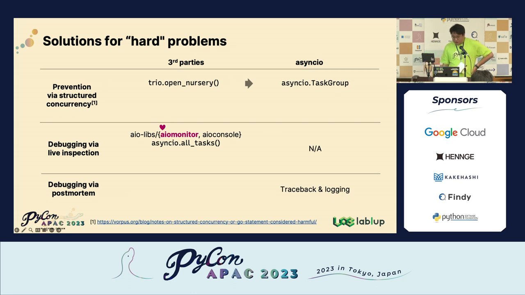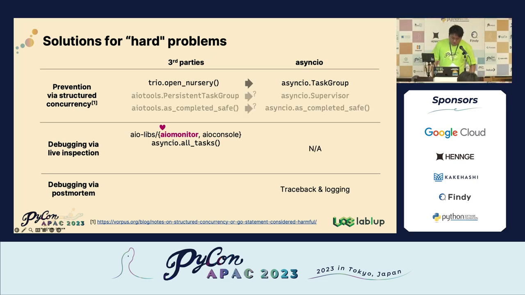I'm going to categorize the approaches in two axes. The first axis is what to utilize: the vanilla standard libraries and utilities, and some third-party libraries. The second axis is when to engage to tackle these problems: prevent before they happen, live inspection, and post-mortem debugging. To prevent these kinds of problems in the first place, we need to adopt concepts like structured concurrency, such as the new TaskGroup API introduced in Python 3.11. But in this talk, we are going to focus on debugging with live inspection and post-mortem analysis using the aiomonitor project.